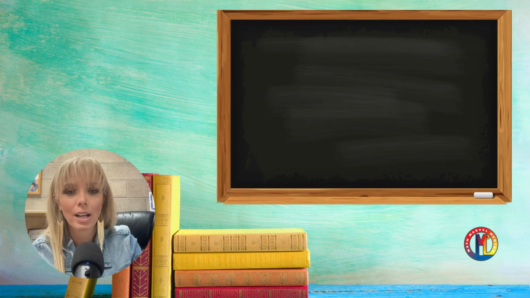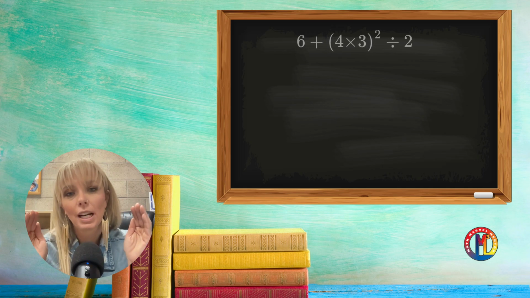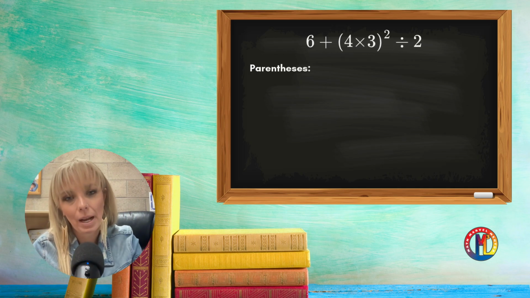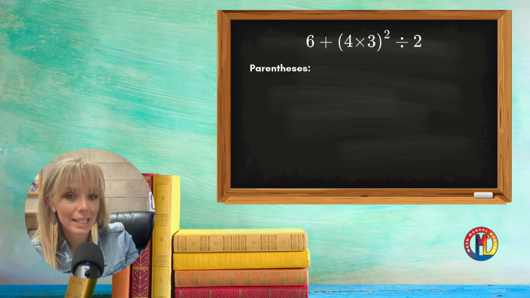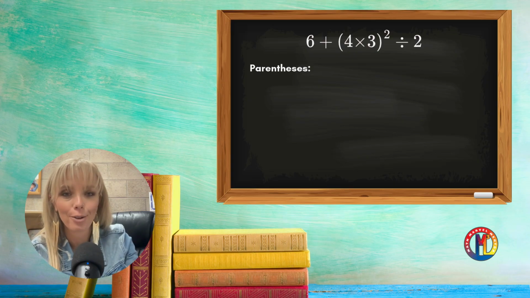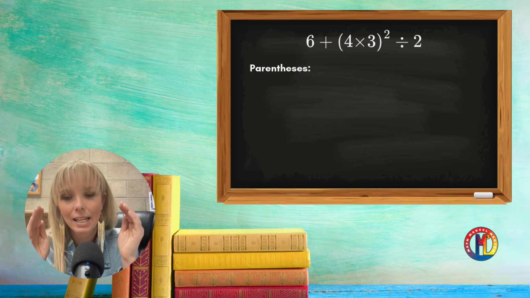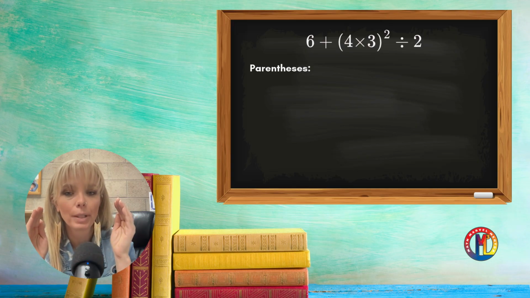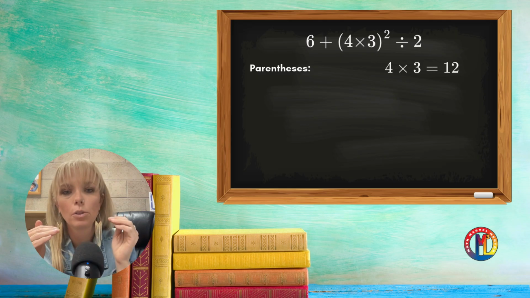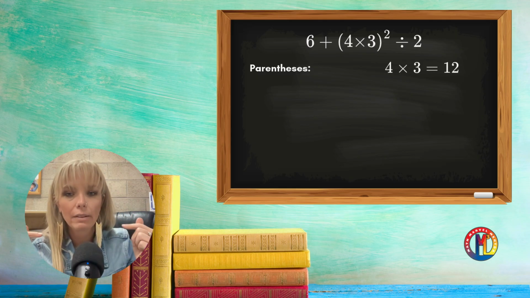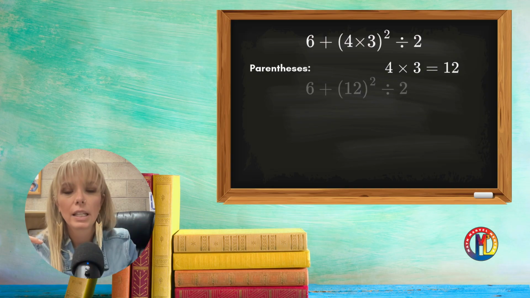Evaluate 6 plus parentheses 4 times 3 to the second power divided by 2. So we remember, Please Expect Mistakes. Determination Always Succeeds. So Please means we're going to start with parentheses. And inside our parentheses, we have some multiplication, 4 times 3. And we know that 4 times 3 equals 12. Then I'm going to rewrite my problem and move to the next part.